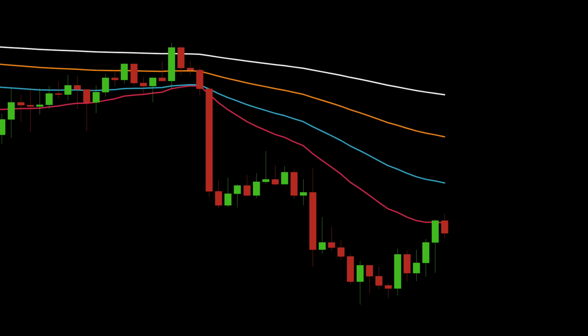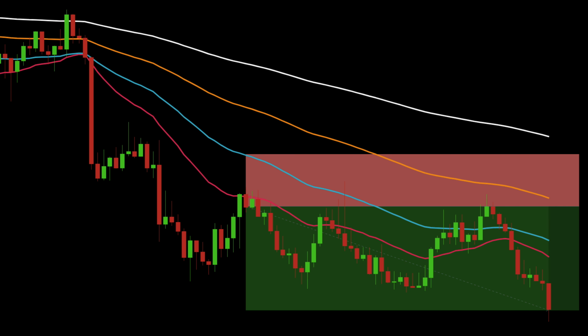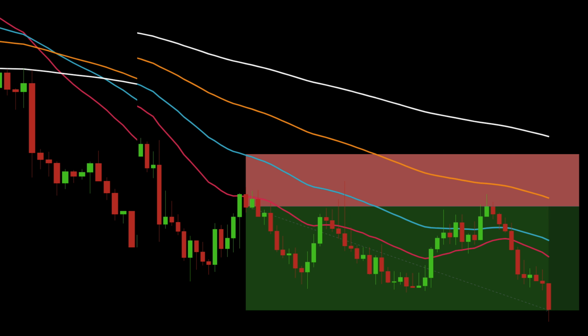That is our trigger candle. The stop is placed at the 50 EMA in aqua and target 2 times risk. And short example 1 eventually hits the profit target after giving 2 more signals, which turned out to be 1 loss and 1 winner.